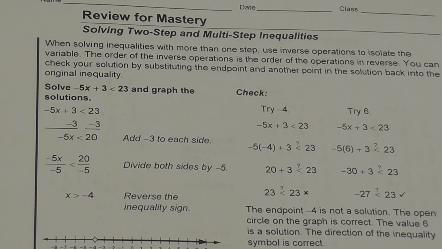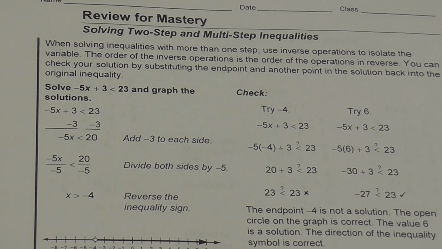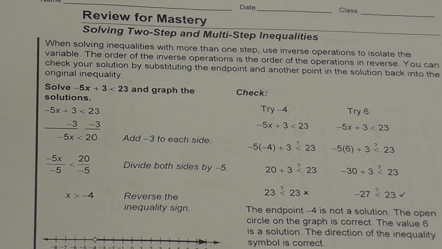Alright, so in this video we're going to be reviewing solving two-step and multi-step inequalities. These are really similar to solving two-step and multi-step equations. Really the only thing you have to pay attention to is if you're dividing by a negative number. So when you're solving inequalities with more than one step, you still use the inverse operation to isolate the variable. All that means is undo whatever is being done.